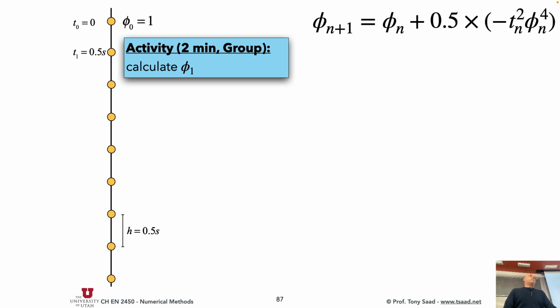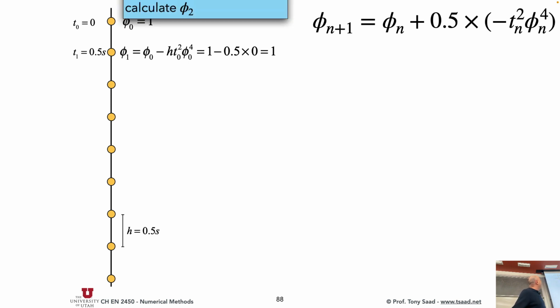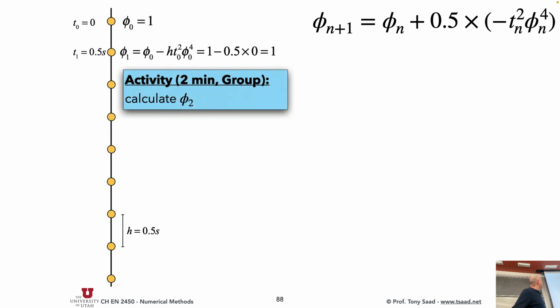So, all right, phi 1 is phi 0 minus h times t0 squared times phi 0 to the power 4, and h is 0.5, t0 is 0, so that still is 1. Okay, so now let's do phi 2. Go ahead and do phi 2.